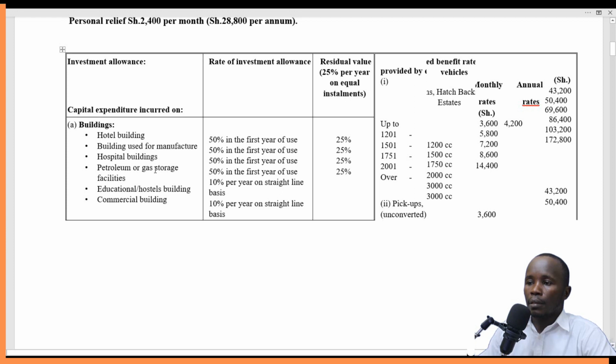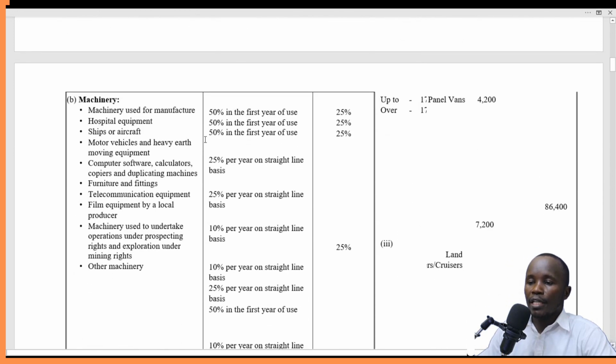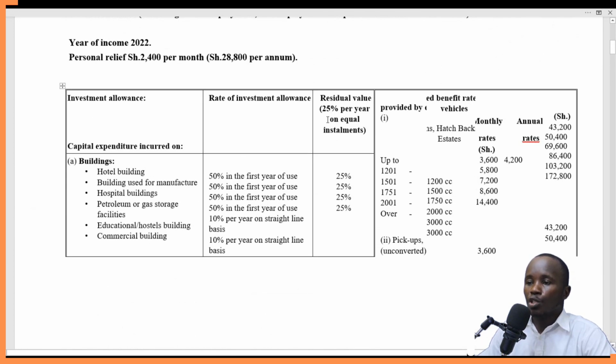And you're told the residual value is 25% per year on equal installment. So here you have residual value will be 25%. Building 50%, hotel buildings 50%, petroleum and gas 50%, education hostel 10%. So you can see machinery here is 50%, machinery used for manufacturing 50% in the first year of use. Hotel investment, then you are told residual value is 25% per year on equal installment.